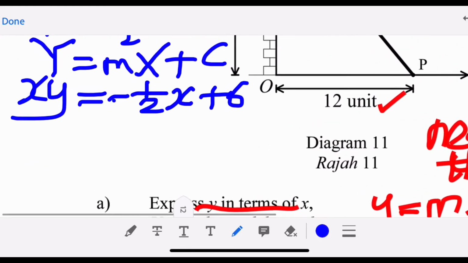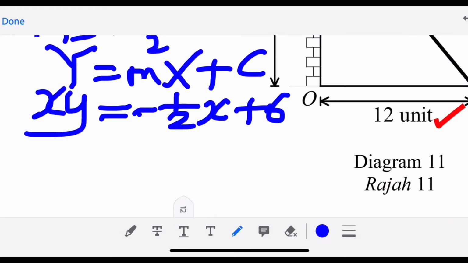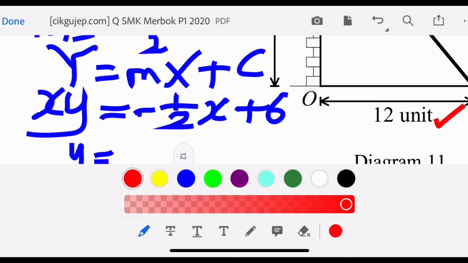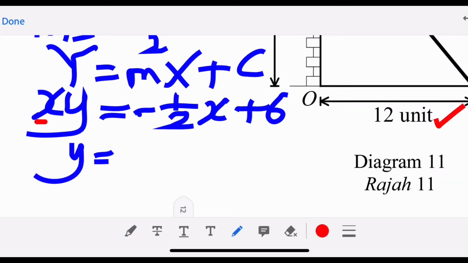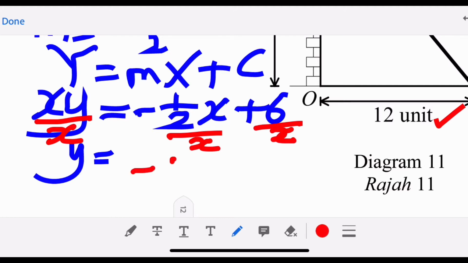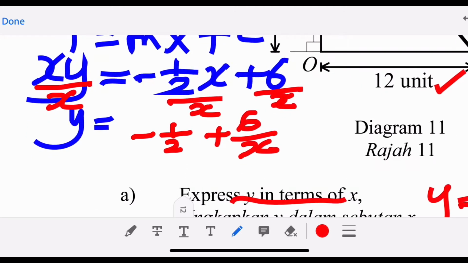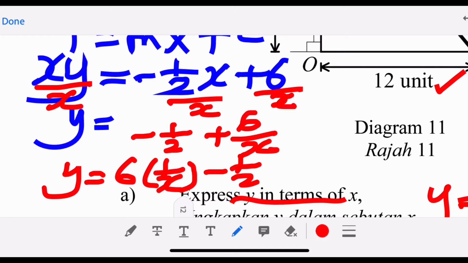So because the question is actually asking for express y in terms of x, that means you must make sure you have one y at one side. So you have to divide by x so that you can get 1y. We don't write 1, we write y equal to negative half x plus 6, over x, negative half x over x. So you can write as 6 over x minus half. Alright, so that is the answer for y in terms of x.